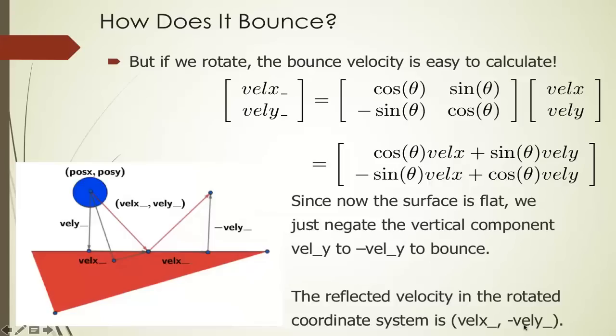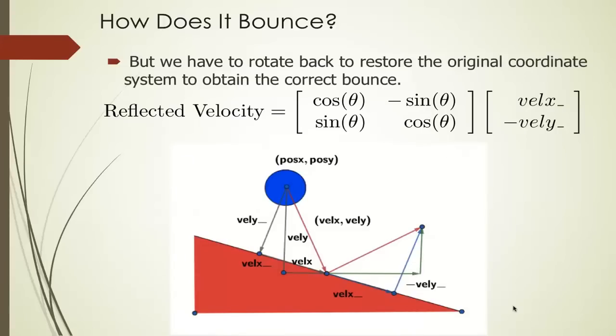And then we have to take this velocity and rotate it back to obtain the original answer. So I take vel x underscore and negative vel y underscore, which is the bounce velocity in the rotated system. I rotate it back. So notice this is the inverse matrix. This rotates it back the other direction, and I get my final reflective velocity in the original problem.